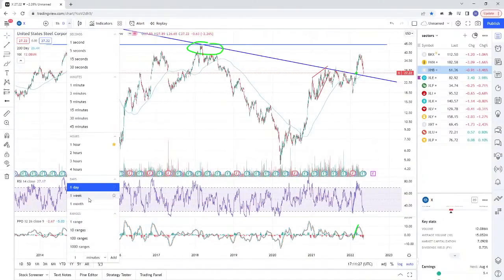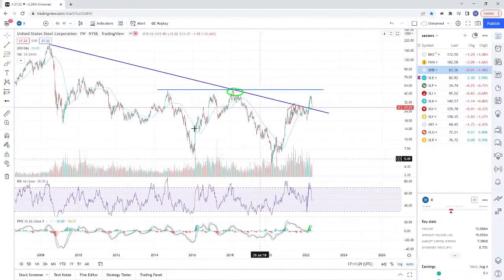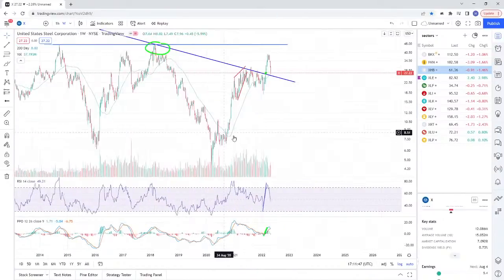What do I got going on with this chart here? All right, so here's your weekly. There's your bear market. You have to realize this was in a bear market when all the tech stocks and everything was in a bull market for the last 10 years. X has been in a bear market. The commodities have been in a bear market. They've reversed, and they're now in a bull market, and that's what I see here.